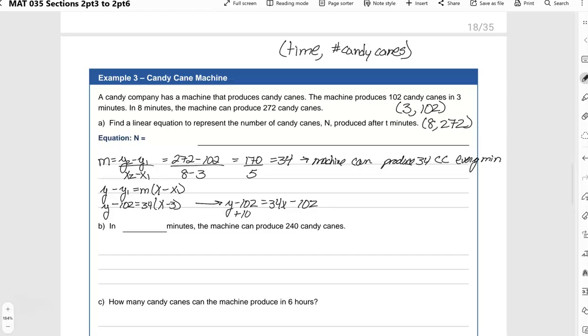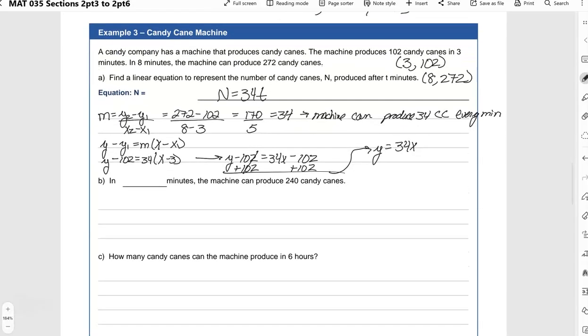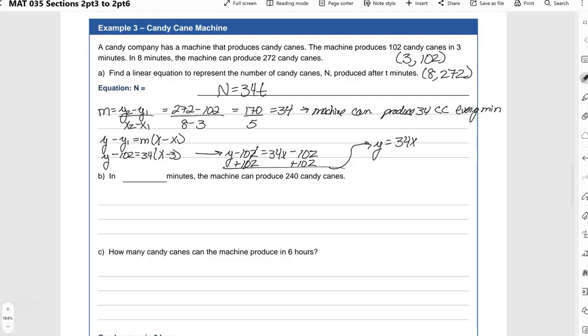So now I'm going to add 102 to both sides. And we're going to get y is equal to 34x plus 0, which is just y equals 34x. And they want us to use an n here instead, so I'm just going to say n equals 34. And they're asking us to use t instead of x. So in blank minutes, the machine can produce 240 candy canes. Candy canes is our y value, okay, or our n value. So that's what we're going to plug in.